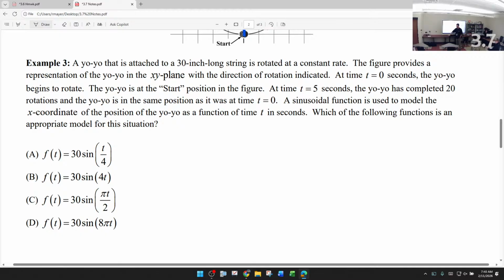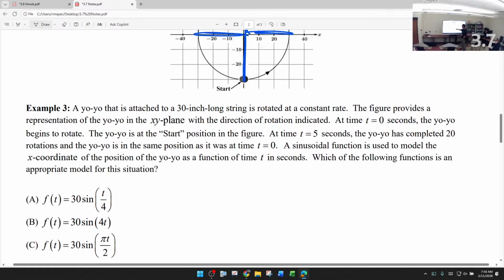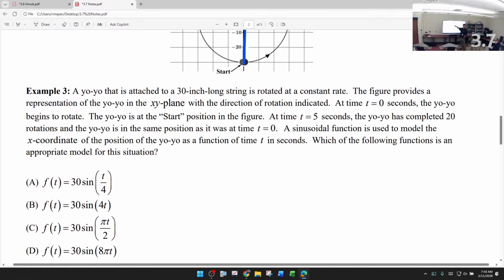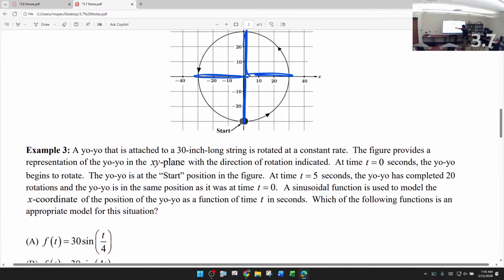Sine, sine, sine, sine. There's sines. I don't have to worry about cosines. So I got to start at the midline. Got to start at the midline. And I don't think that's the midline. I think that's a minimum. I think that's a midline. That's the maximum. That's the midline.